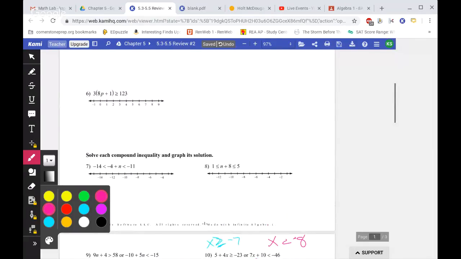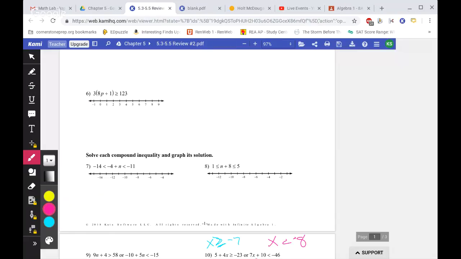I believe the next one that was asked was number 6. Yes, ma'am. Okay, so I can do one of two things here. I can divide by that 3 because I know that 123 is divisible by 3, or I can distribute. And I think most commonly y'all are distributors. So I will distribute. I've got 3 times 8p plus 1 is greater than or equal to 123, because here you have more flexibility to do that. As with the absolute value, you have no choice but to divide by what's on the outside.